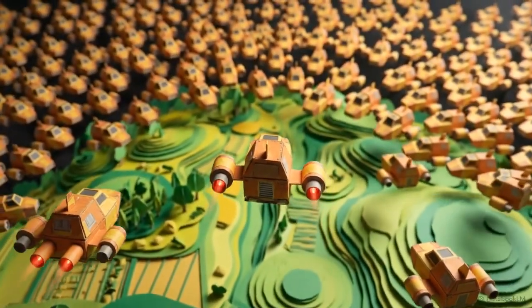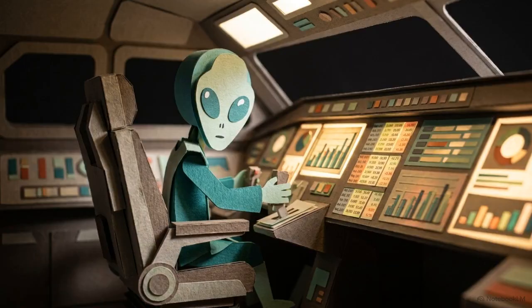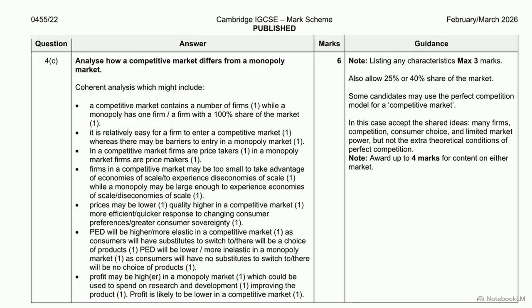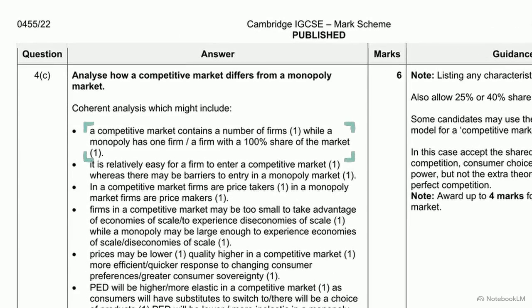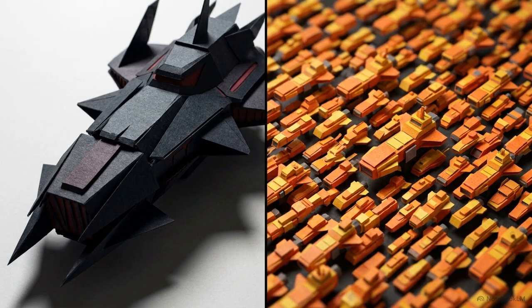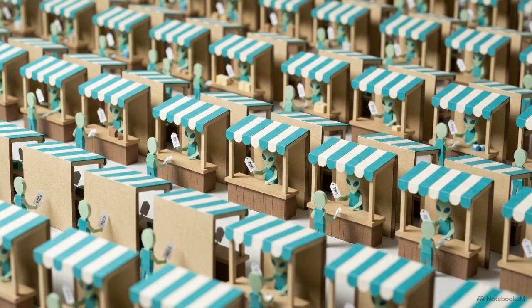Here, a small-time entrepreneur can arrive looking to make a healthy profit, but they have to navigate a completely different set of economic rules. This exact contrast is what Cambridge examiners expect you to make. The grading rubric explicitly requires you to state that a competitive market contains a large number of firms, while a monopoly is defined by having only one. Replacing a solitary ruler with thousands of identical sellers flips the power dynamic. The pricing power transfers directly away from the corporations and into the hands of the market itself.